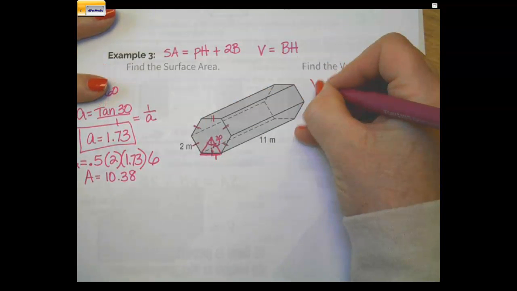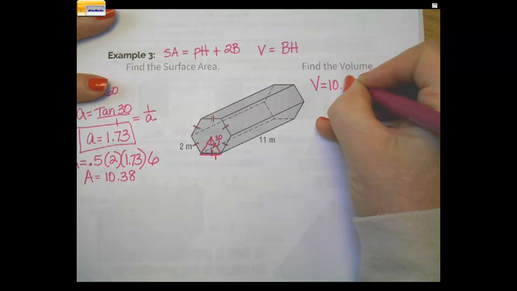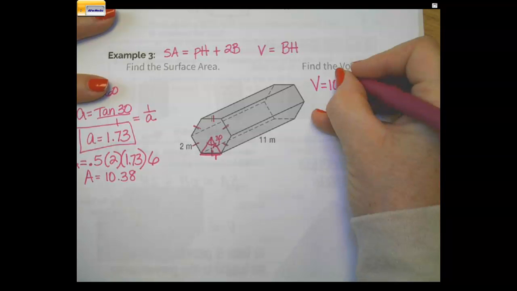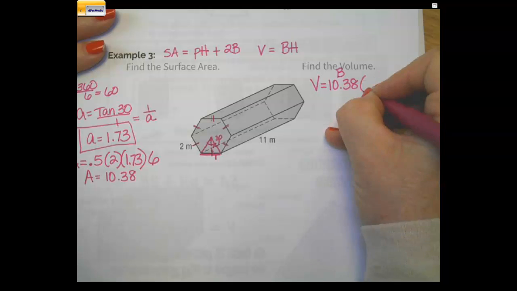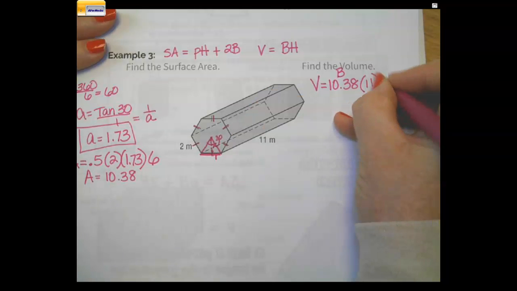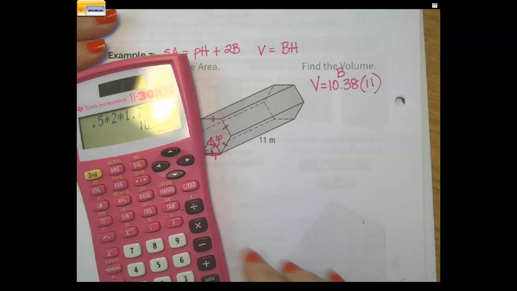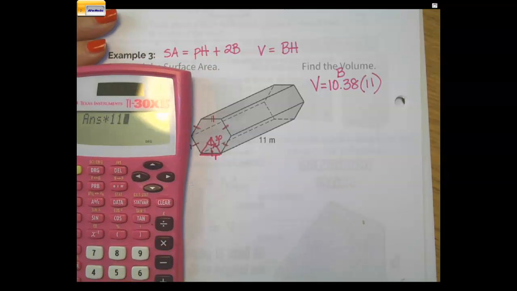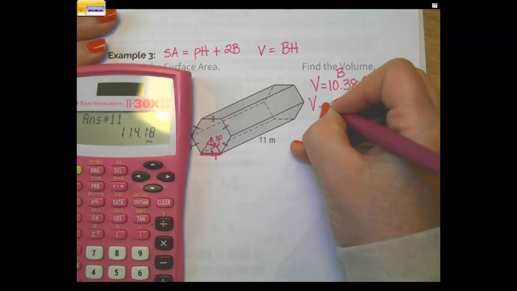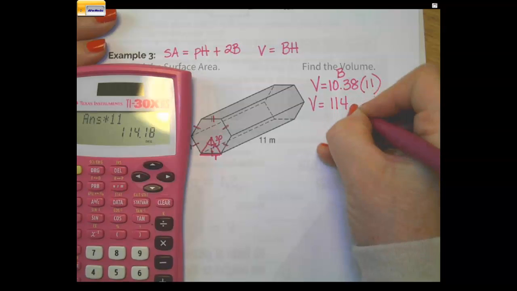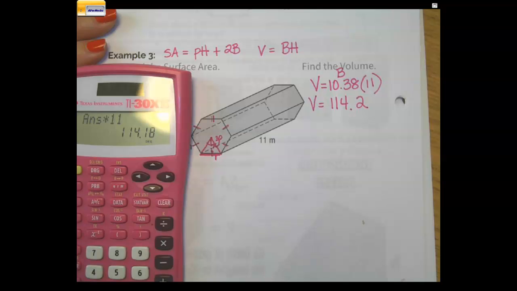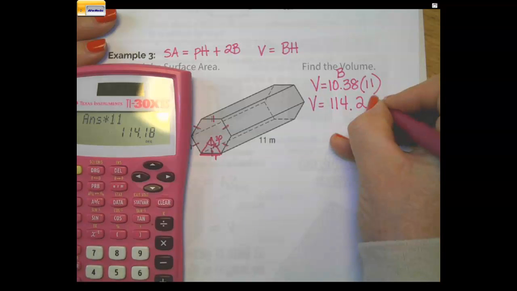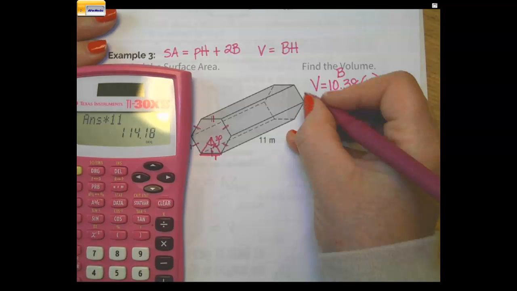So my volume is equal to the 10.38. That's my big B, or my A, times the height, which is 11. That's easy. So my volume is equal to 114.18, or 114.2 if we're rounding to the nearest tenth at this point. And this is meters cubed.